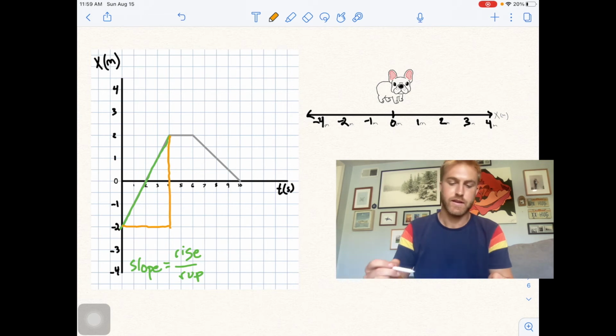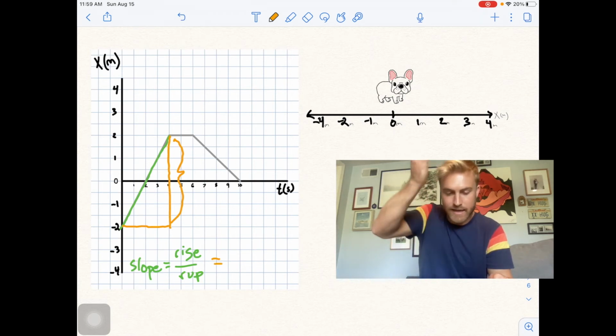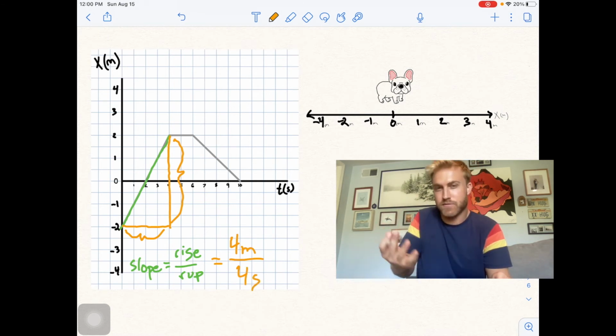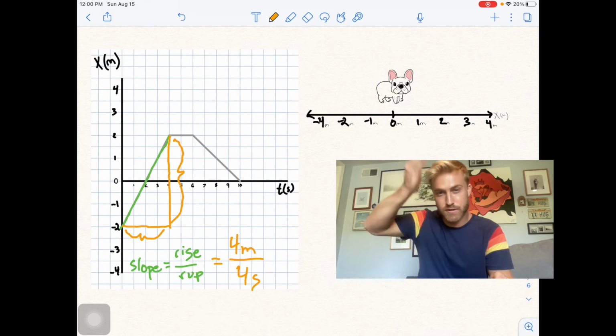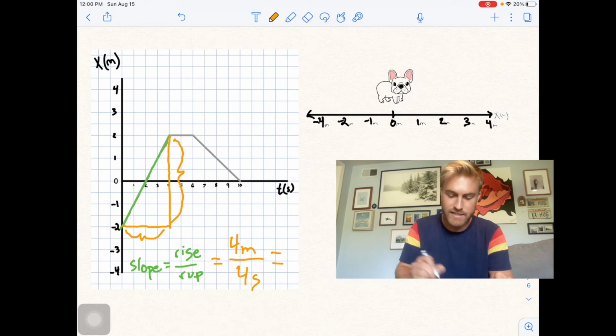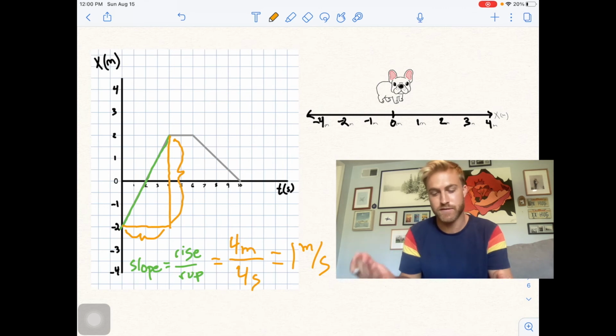So how big is the rise, this part of the graph? Well, it's 4 meters high. And how long is the run, this part of the graph? Well, it's 4 seconds. And so we end up getting this formula here. The change in position, or the rise of the graph, is 4 meters, and the change in time is 4 seconds. And so we end up getting 1 meter per second. 4 divided by 4 is 1. And look, we even see the units for velocity show up.